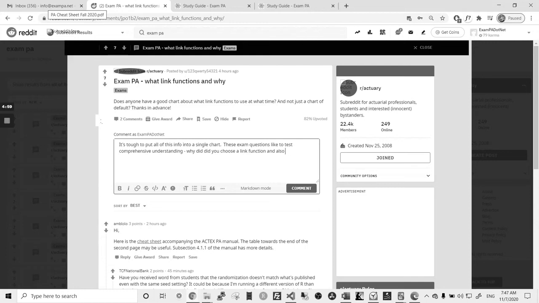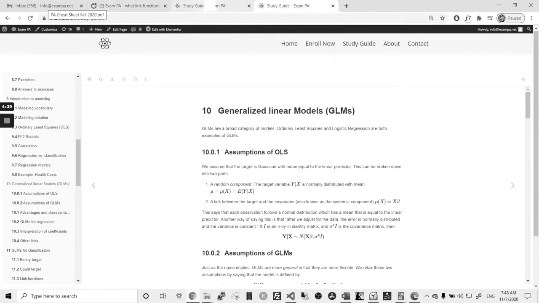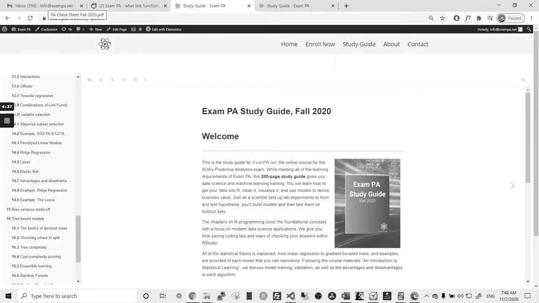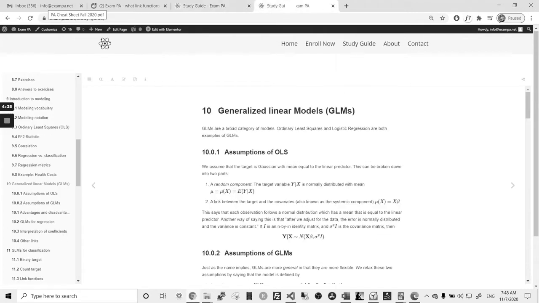Hi, QWERTY54321. You ask, does anyone have a good chart about what link functions to use and at what time? And not just a chart of default. It's a good question. I think if there was a really simple answer to this, then the exam would be quite easy, right? If you look at our free study guide, you'll see that there's an entire chapter on choosing the link function and the response family.